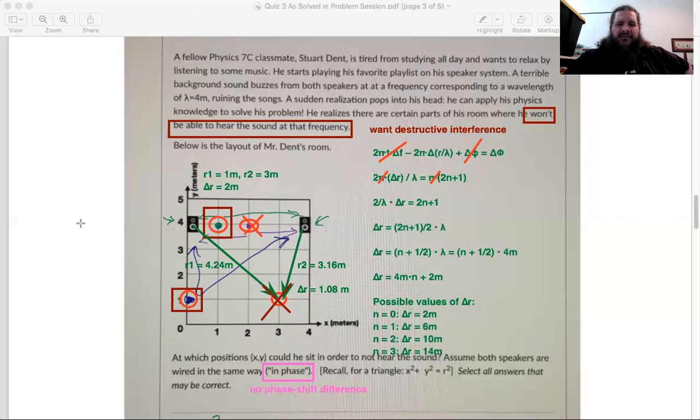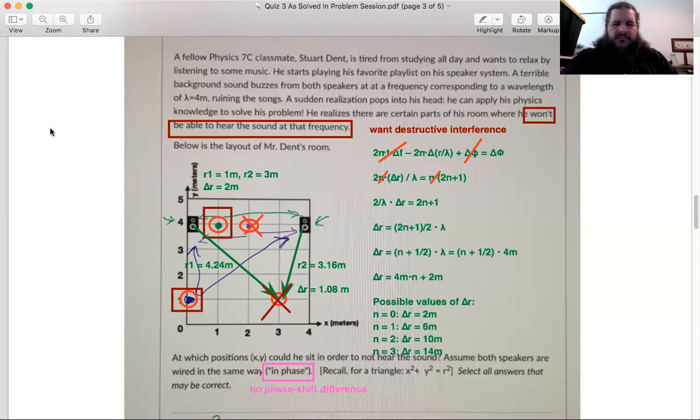Any questions on that so far? There was a similar question on the same quiz where they gave us 2 different frequencies for the speakers and then asked us where in the room you wouldn't hear sound. How would you approach that kind of problem? In this case, you said the speakers are different frequencies? Yeah, I can send you a picture of it.